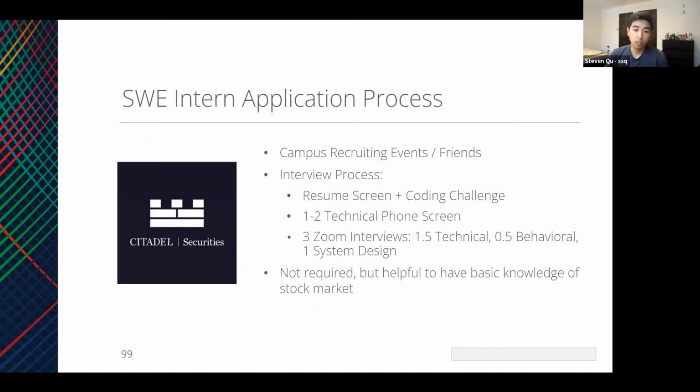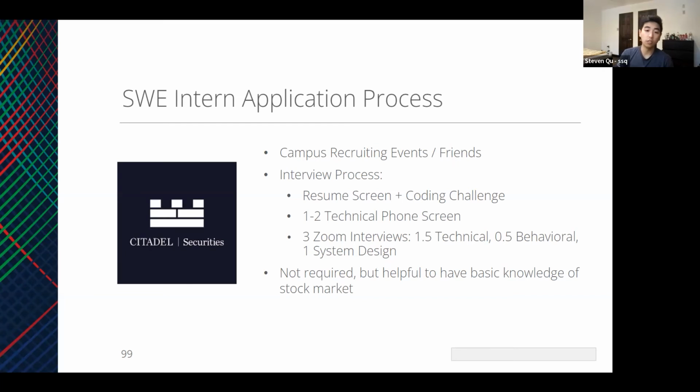And the interview process is, when you apply, you send in a resume and everybody receives a coding challenge. So I know some companies will only send the coding challenge if you pass that resume screen, but not Citadel, they send it to everybody. And based off of these two, the resume as well as your performance on the coding challenge, which is usually just 2 problems on HackerRank, you get moved forward into the technical phone screen round.